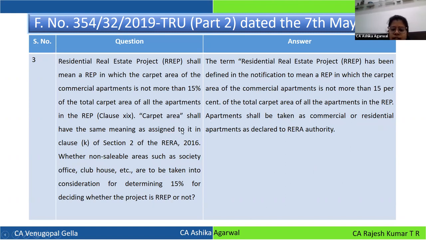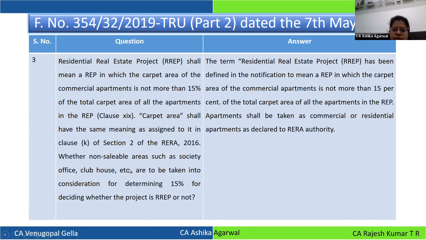Now, this is another clarification. Residential real estate project means a real estate project in which the carpet area of commercial apartments is not more than 15%. Like I said, real estate project is defined and they have borrowed it from RERA, but there is no term of residential real estate project under RERA. They have defined that under GST, and they said that commercial apartments should be less than 15%. Now, the carpet area definition is also borrowed from RERA.